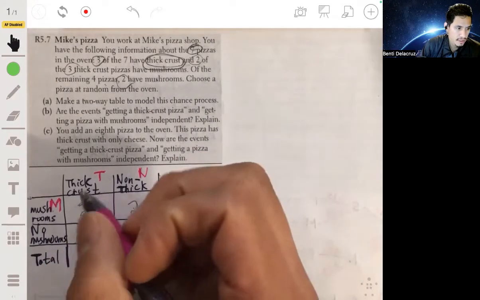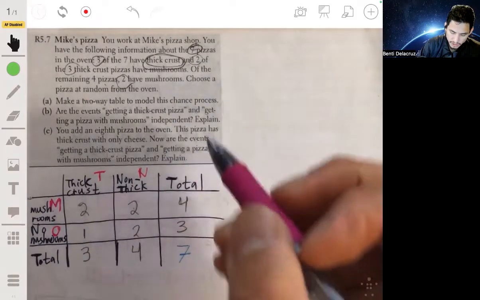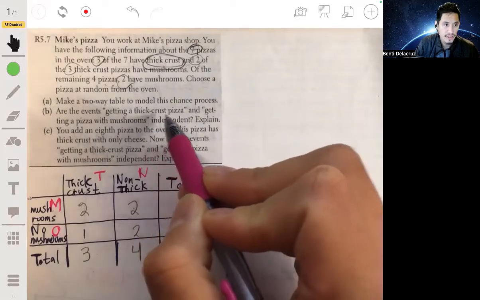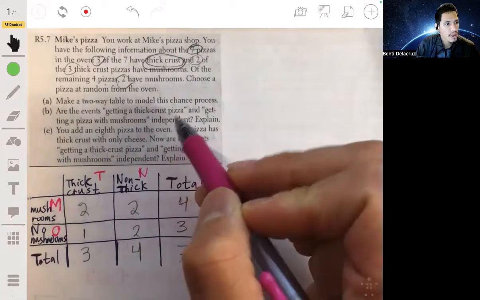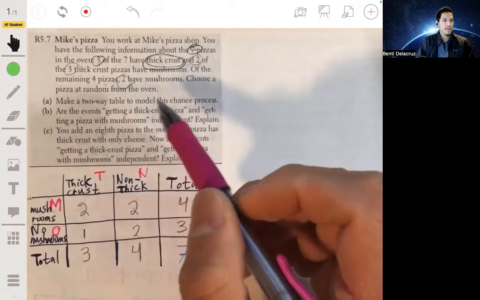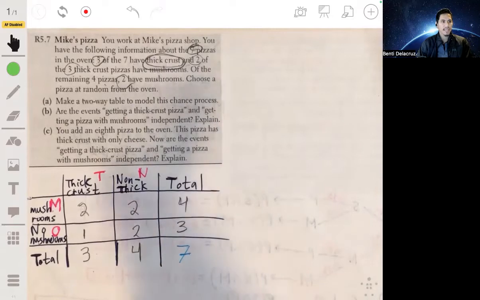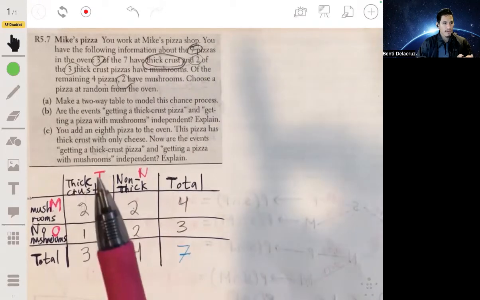And no mushrooms, we'll just put O. So if we're trying to figure out if the events getting a thick crust pizza and getting a pizza with mushrooms are independent, the basic idea is to figure out if the probability is going to change given one of the events occurring.